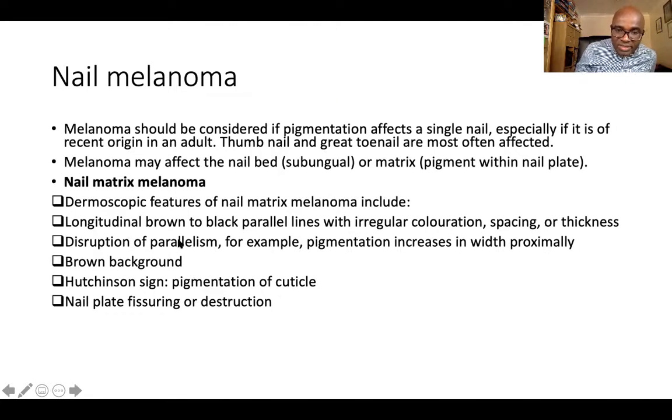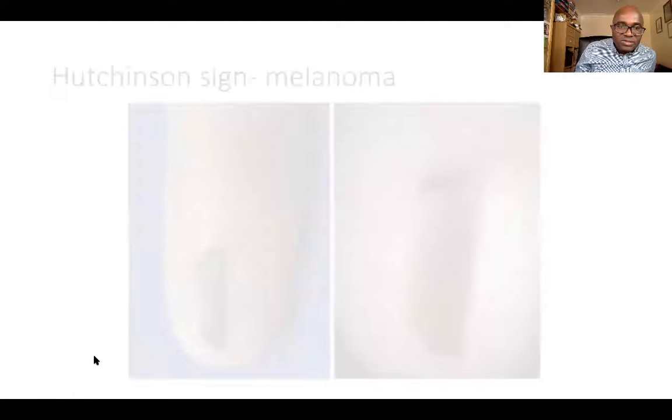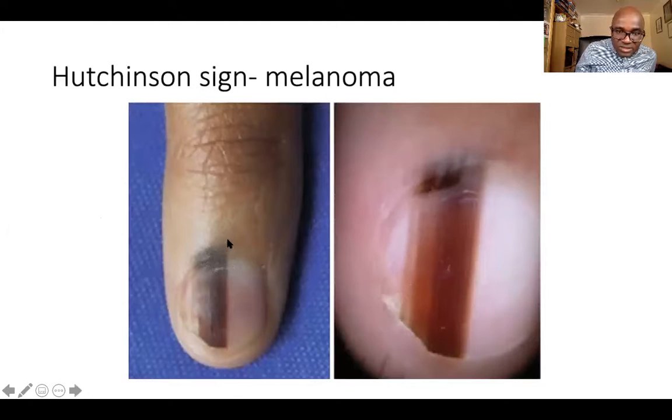There is disruption of the parallelism within the nail, a brown background, and also when you look at the cuticle, you may see Hutchinson signs as well. Nail plate fissures or destruction can be seen as part of melanoma in the nail. So this is a Hutchinson sign. You can see the pigmentation at the cuticle there.